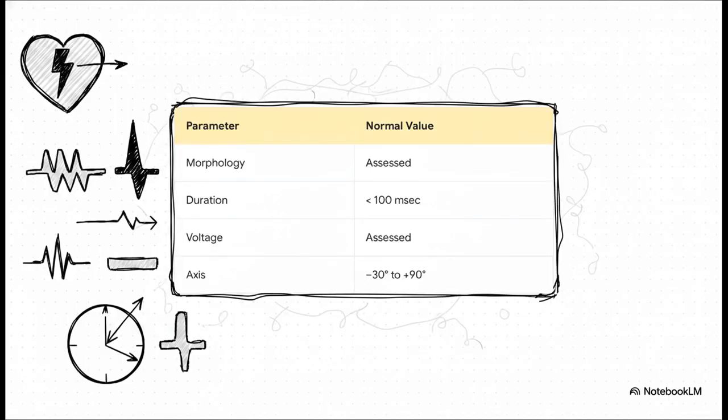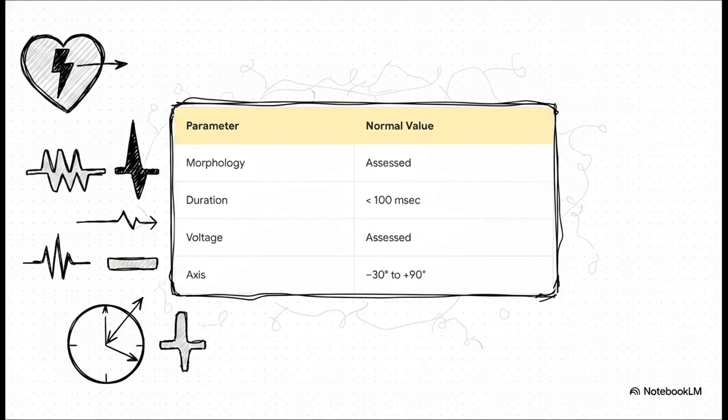Analyzing the QRS complex is a multifaceted process, and we're guided by these 4 key parameters. First, morphology. We're looking for specific patterns, like what you'd see in a bundle branch block or with ventricular hypertrophy. Second, duration. It should normally be less than 100 milliseconds. This is a critical indicator of how fast that electrical signal is spreading through the ventricles.